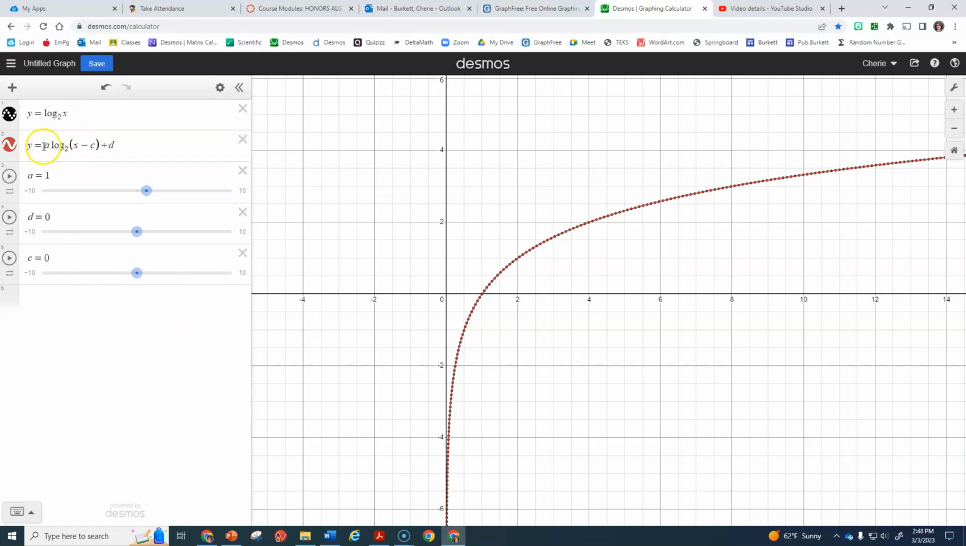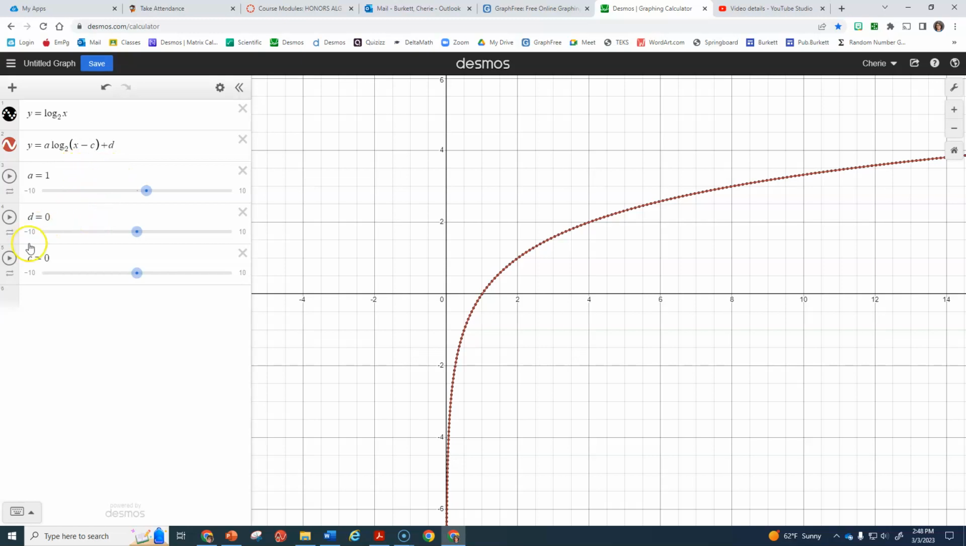So here are our parameters. A is the multiplier that's out in front. C is the number that's being added or subtracted to the variable x. And D is the one that's being added or subtracted to the entire thing. So we say that C is an inside parameter because it's being added only to the x. D is what we call an outside parameter because it's being added to the log of x after we take the log of it.